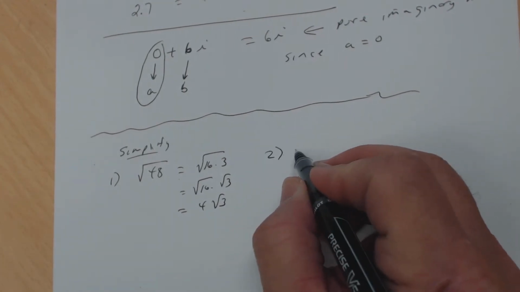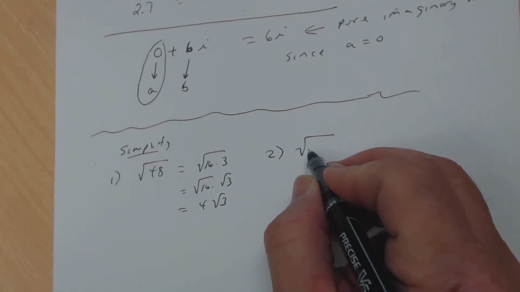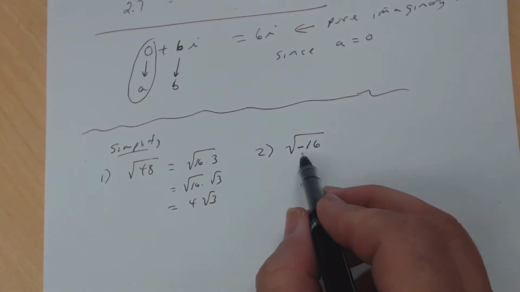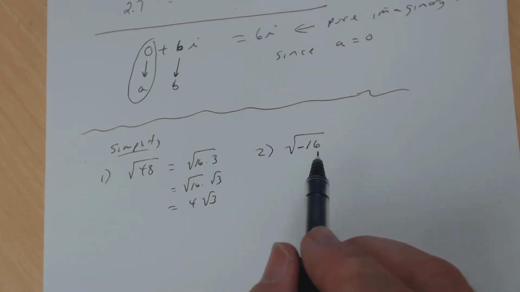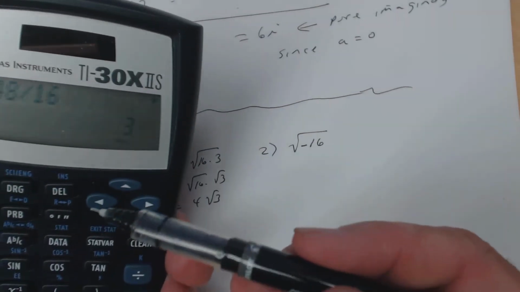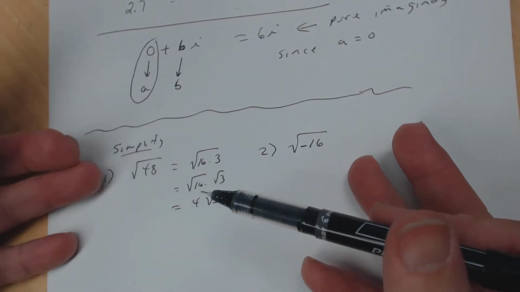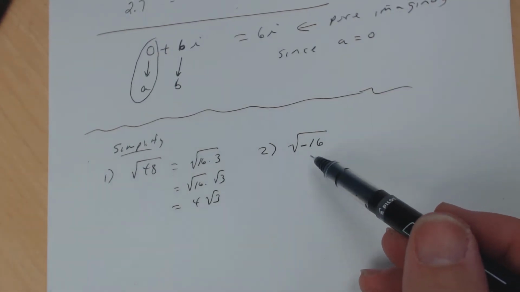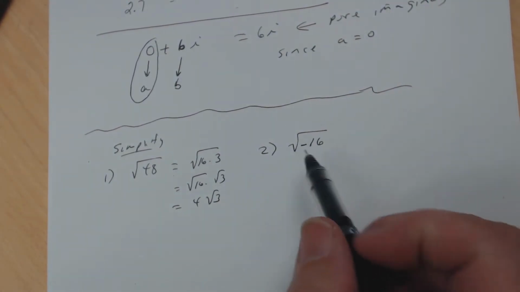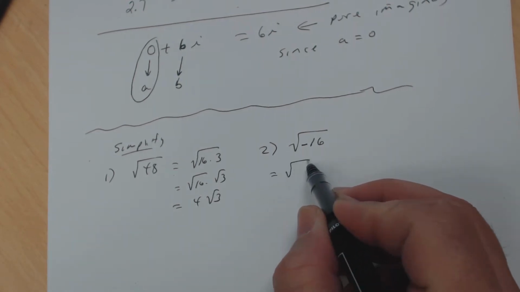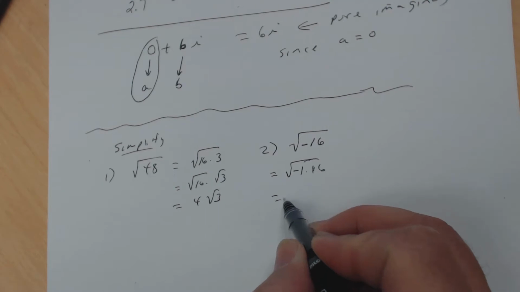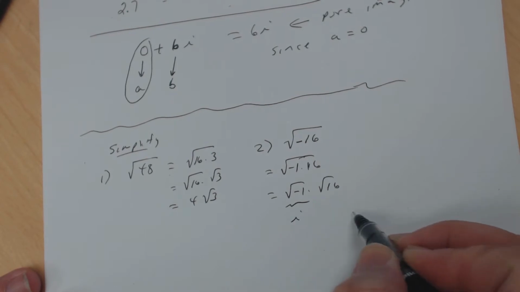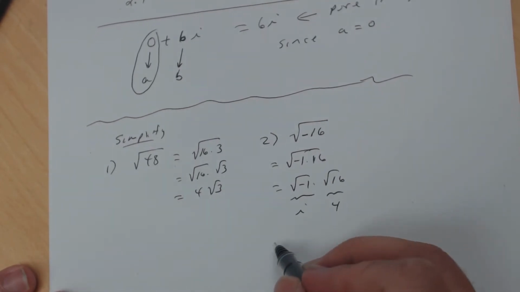Now, what if I had the square root of, let's say, negative 16? Now remember, you're taking the square root of a negative number, so if you put that in your calculator, it's not going to be a real number. So that's where you get that complex number. It is a complex number, but it'll be an imaginary number. So I can write this as the square root of negative 1 times 16, which is the square root of negative 1 times the square root of 16. All right, and the square root of negative 1 we know is i. The square root of 16 we know is 4, so the answer is 4i.